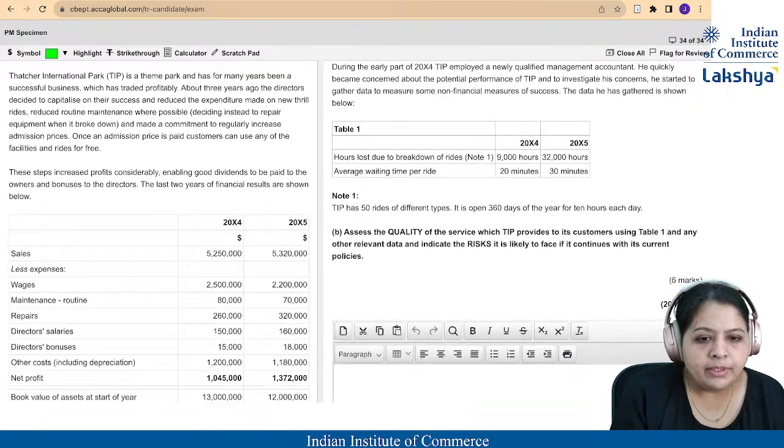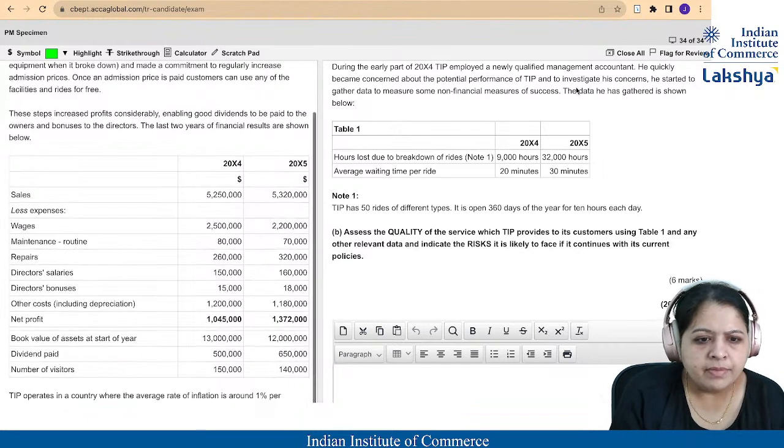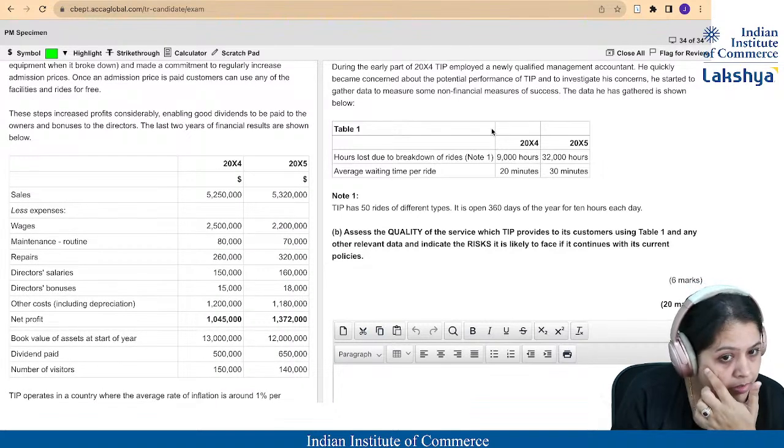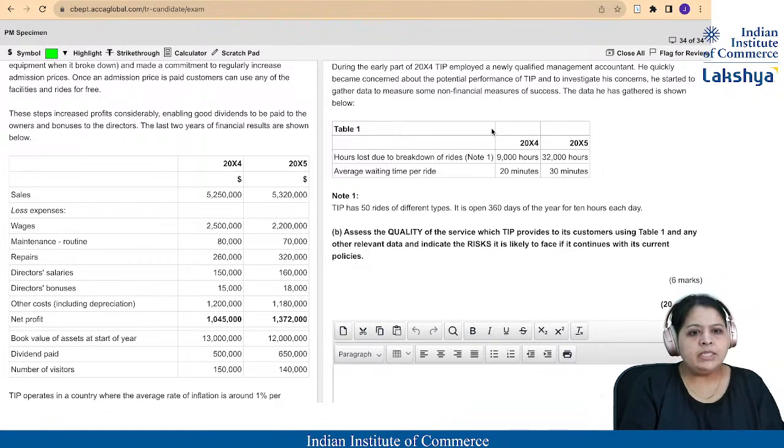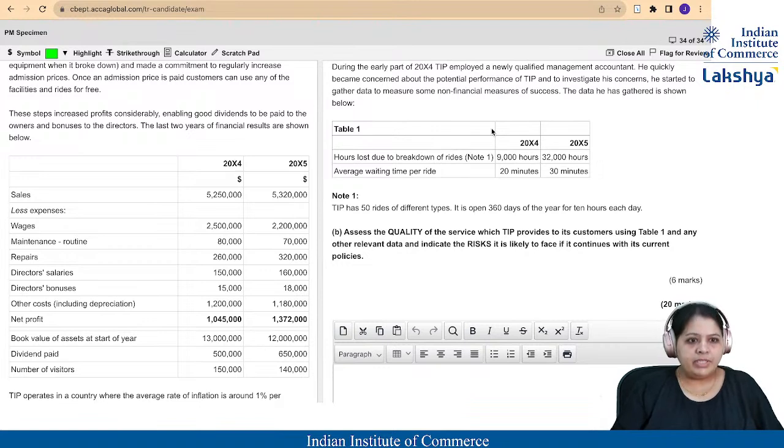Let's go to the next one. The same question, but with a little information here. During the early part of 2014, Tip employed a newly qualified management accountant, and he quickly became concerned about the potential performance of Tip. To investigate his concern, he started to gather data to measure some non-financial measures of success. The data he has gathered is shown below.